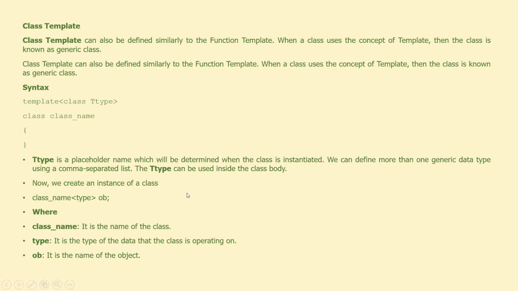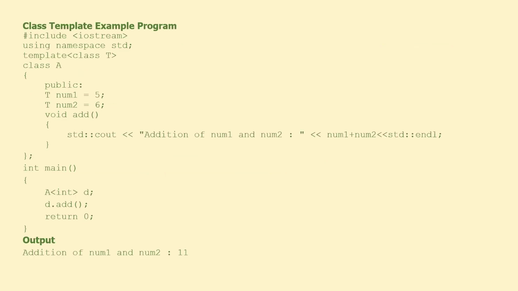Now we create an instance of a class: class name, type, object. Without a generic class template, we would give just the class name and object. Now we have to define the type of data the class should accept, so we give it in the angle brackets. What type of data we are going to assign for the object. Class name is the name of the class, type is the type of the data that the class is operating on, and object is the name of the object. An example is given here.